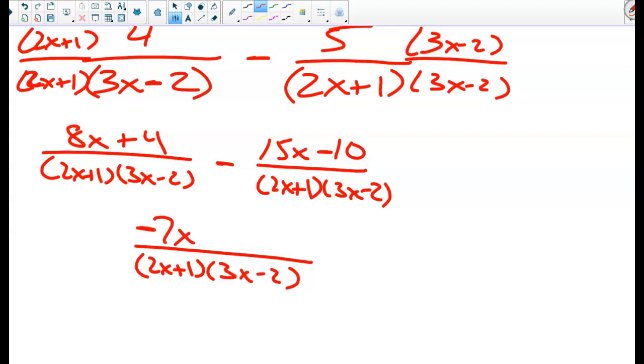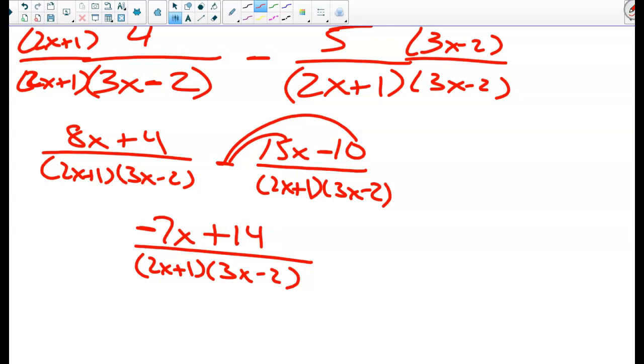I can't stress this enough. This negative has to go to both terms. The common mistake is people do 4 minus 10, they go negative 6. No. 4 minus a negative 10, it's a plus 14.